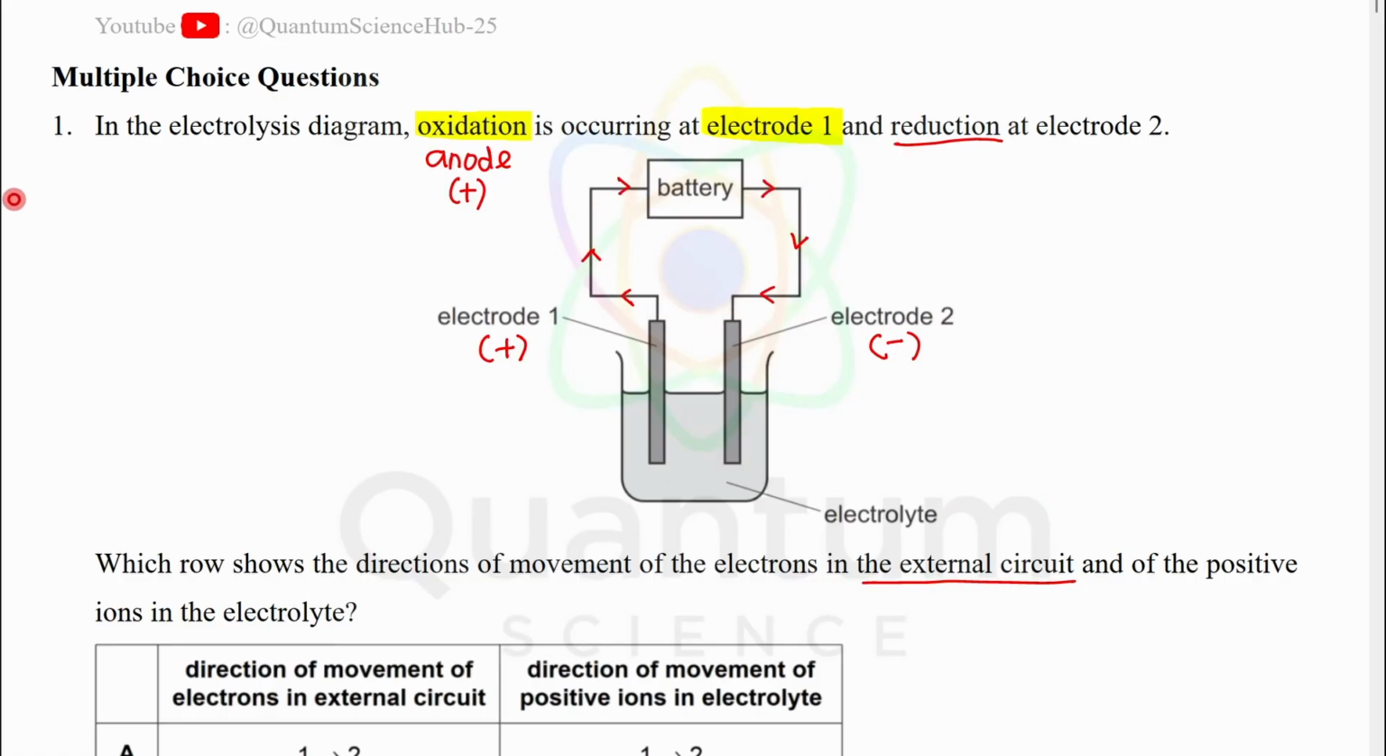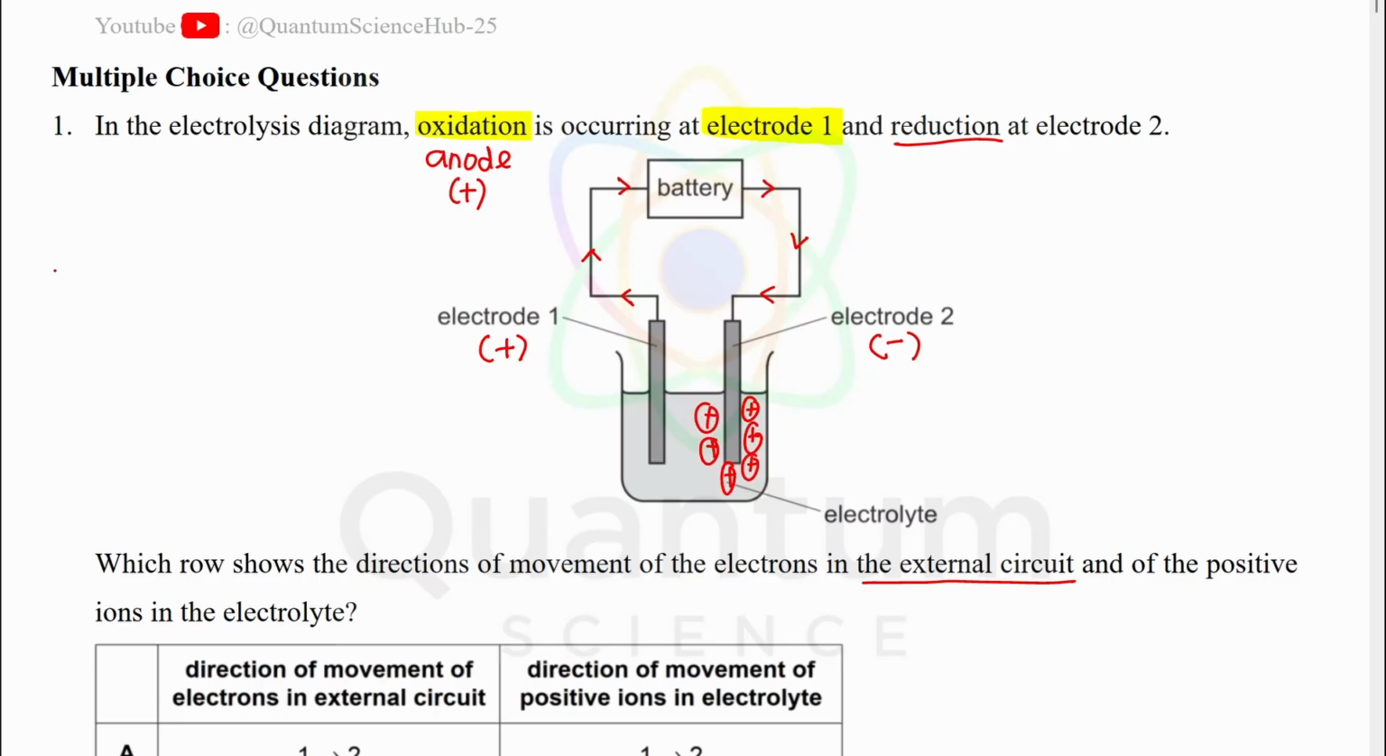And what about the ions? As we know, this is the negative electrode. So who will be attracted to the negative? Something positive, right? So all the positive ions will be attracted or will move to this side, okay?